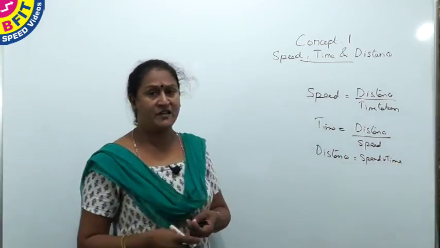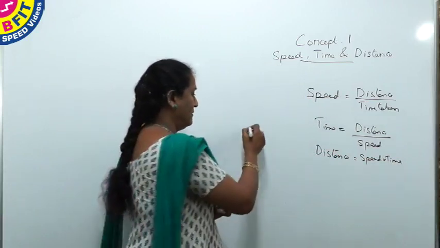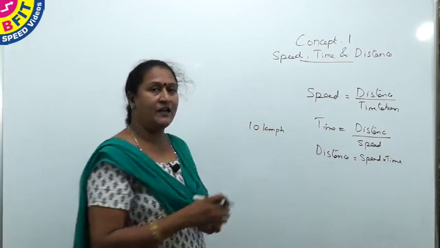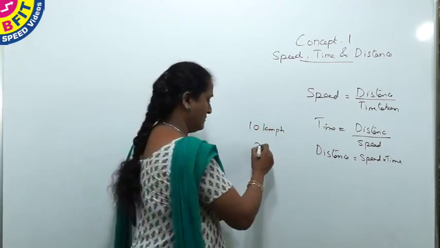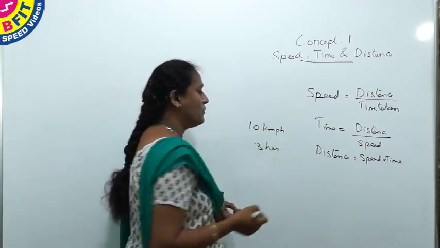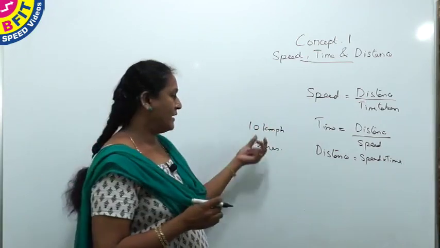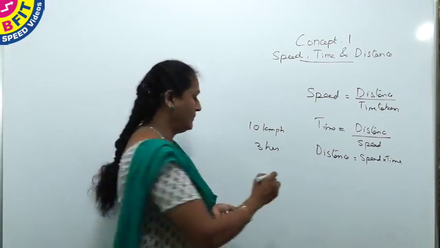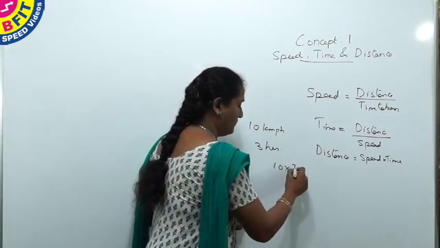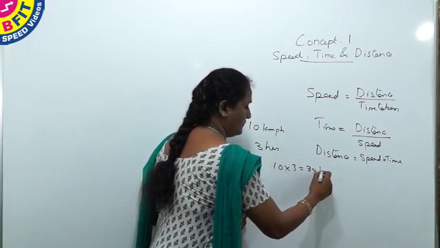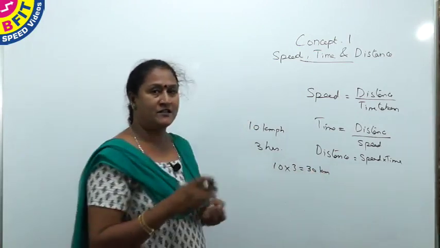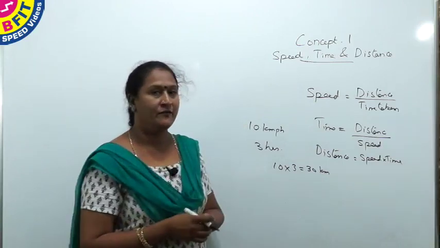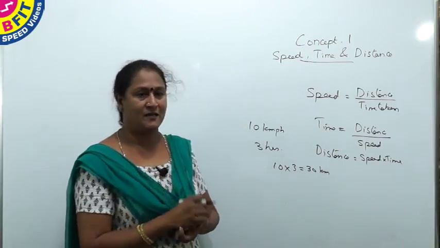Say if the speed of a person is 10 km per hour, and with this speed he travels for 3 hours. What will be the distance covered by him? Per hour 10 kilometers. So for 3 hours, multiplying 10 and 3, speed into time, we get the distance covered as 30 kilometers. Now using this concept, we will see a simple example.